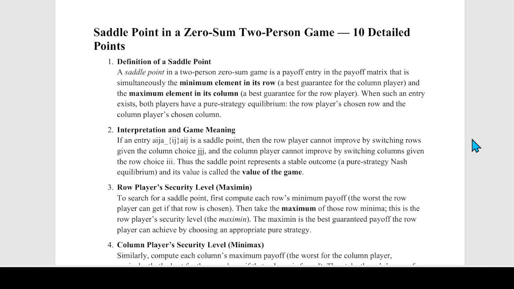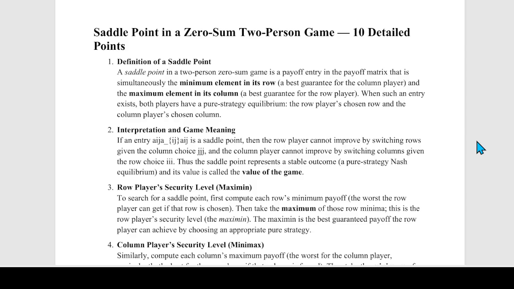Alright, so what we're going to talk about next is saddle point in zero sum two-person game. In a two-person game, to understand all the terms, first I'll give the definition of a saddle point. But before getting to that, we will understand what exactly is the game setup.